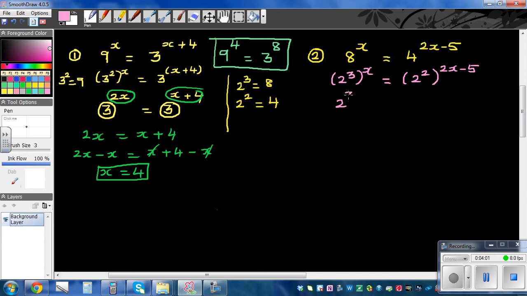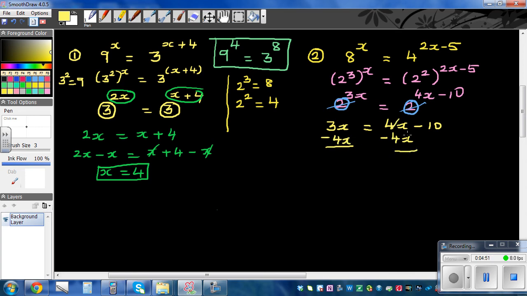So this becomes 2 raised to 3x is equal to 2 raised to, you've got power of power, so you have to multiply 2 by 2x, so that is 4x, and then you also have to multiply 2 by negative 5, which is negative 10. So again, the same situation: 2 raised to 3x is equal to 2 raised to 4x minus 10. The bases are the same, so you can compare the indices. So 3x is equal to 4x minus 10. Now taking away 4x from both sides, this and this get cancelled. So negative x is equal to negative 10. So x is equal to 10.